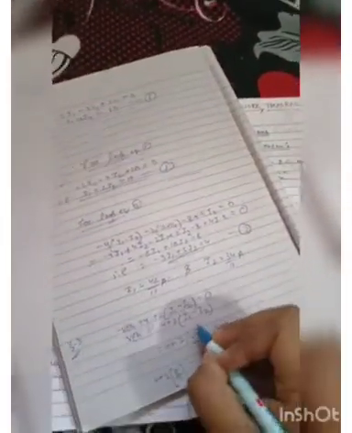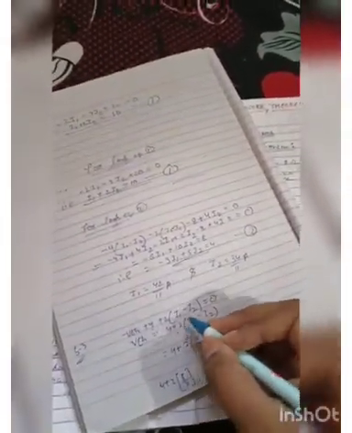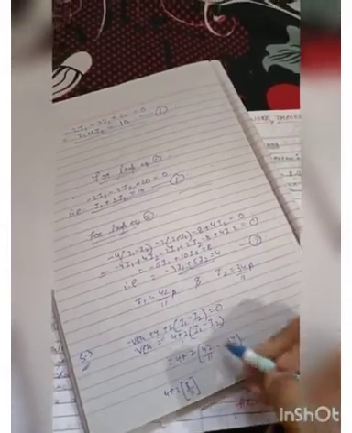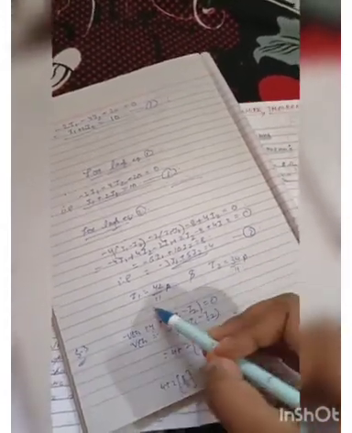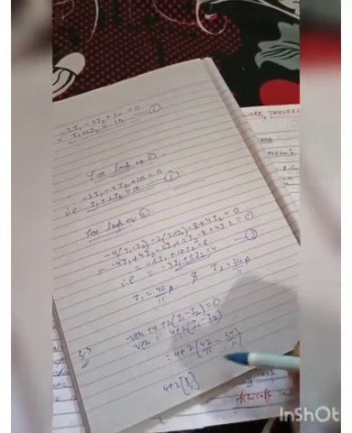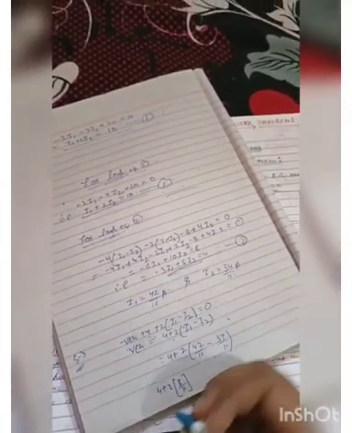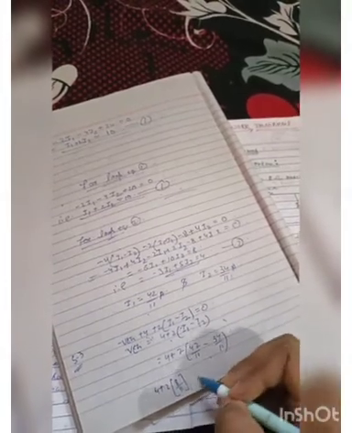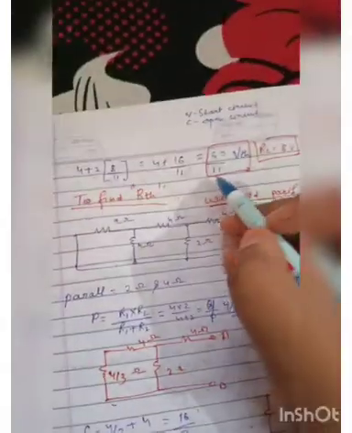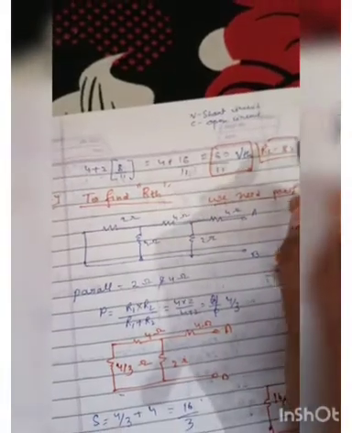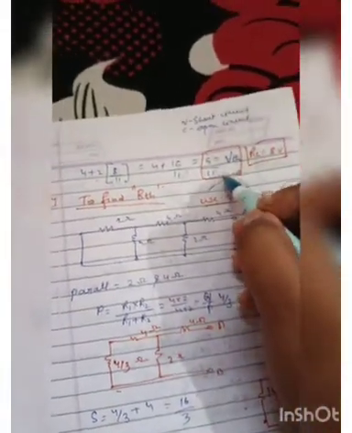After the loop equation, we will try to solve the loop equation. We put the value of I1 and I2 that we get from the above equation: I1 is equal to 42 by 11 and I2 is equal to 34 by 11. We put it here. Then we solve it, and we will get the value of VTH as 60 by 11.